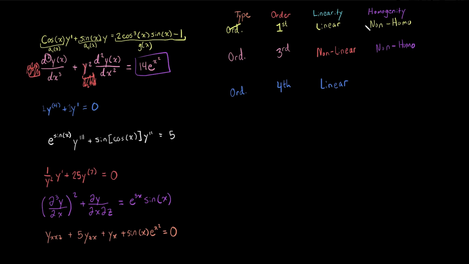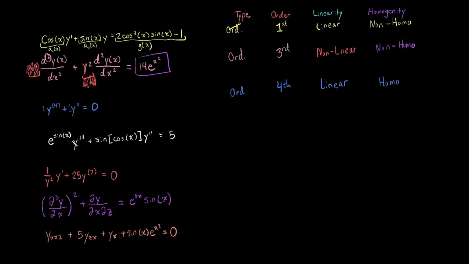Now let's go over the homogeneity. Is it homogeneous or non-homogeneous? Now we have no extra additive terms here. We only have 0, we have no additive terms whatsoever. So this must be a homogeneous equation.